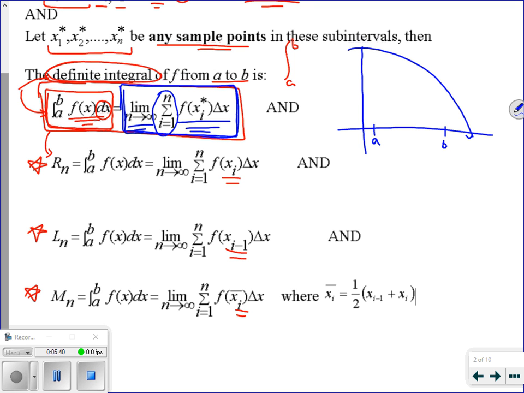Well, let's draw this as if we're doing maybe a right Riemann sum. So it kind of looks like this. So the idea is to have more rectangles than that, but let's just say that's what it looks like.